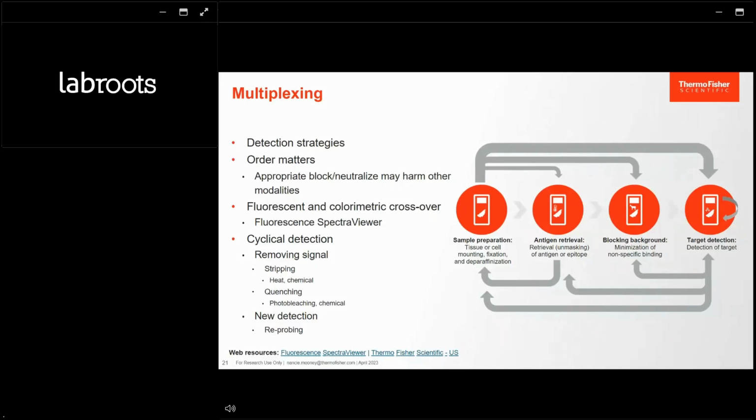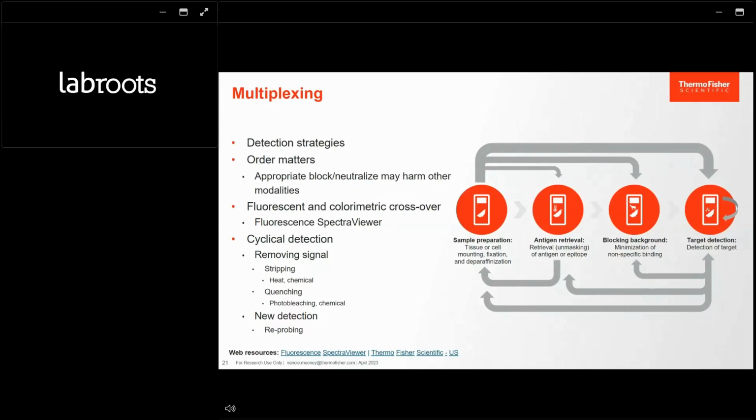Another thing to consider if you're going for cyclical detection is how you might remove this signal. I'm not going to go over this in detail today. There are following webinars that will be coming up in this series that will touch on this more. But one thing to consider is that if you are doing cyclical detection, consider whether your more robust signals versus things that you consider rarer or weaker.